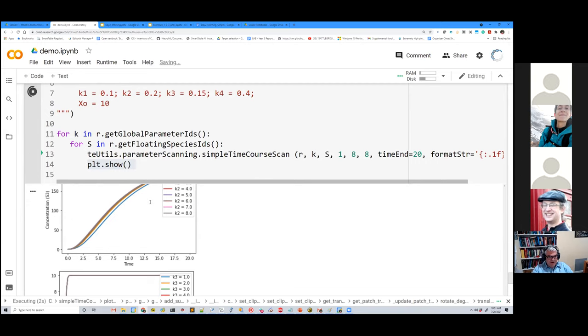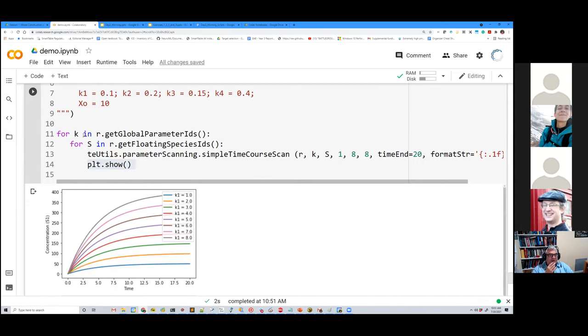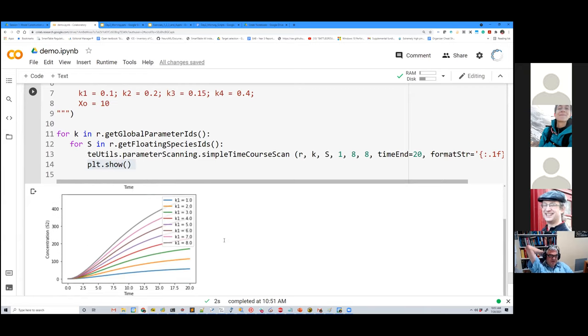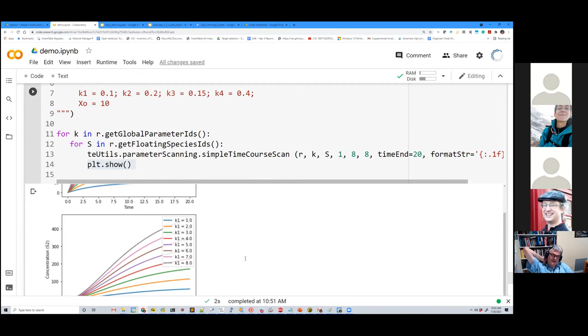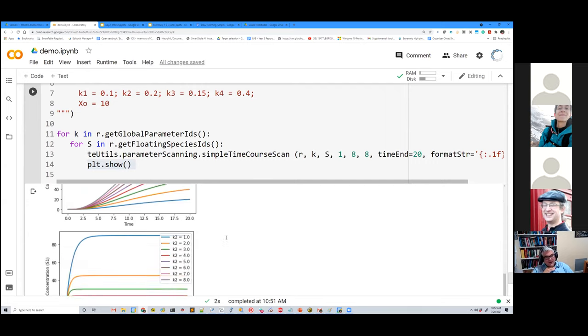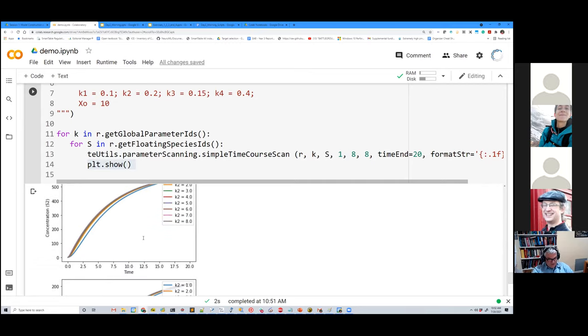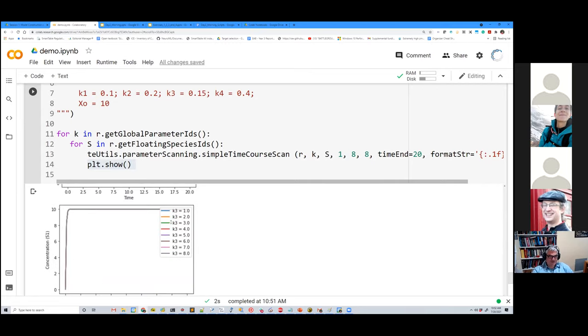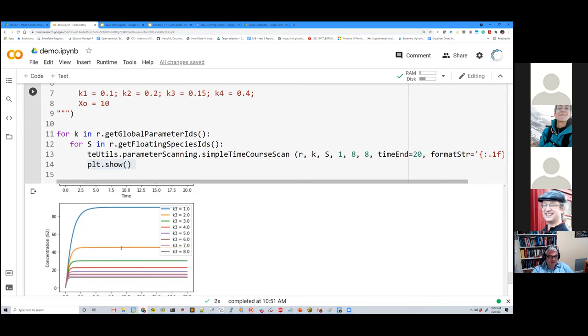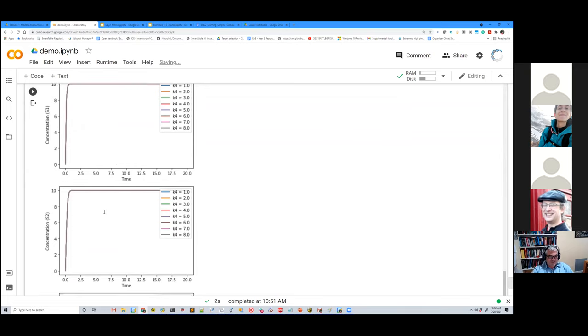So it's generating them all now. It generates a whole load. This one is for S1. This shows how S1 changes as I change K1. This one shows how S2 changes as I change K1. This shows how S3 changes as I change K1. Then it switches to K2. This shows how S1, S2, S3 change with K2, then it switches to K3 on S1, S2, S3, and then finally K4 on S1, S2, and S3.